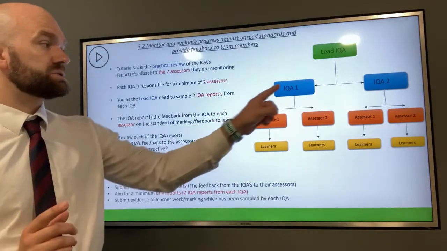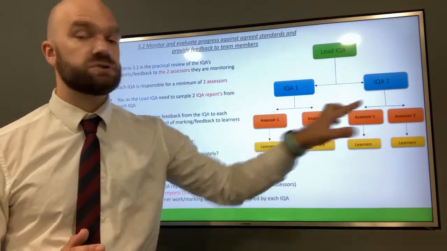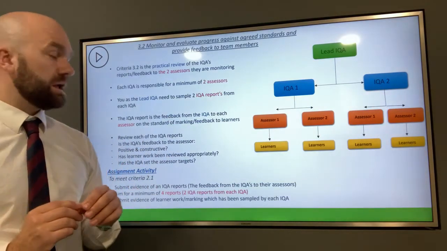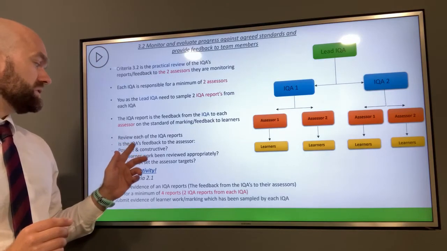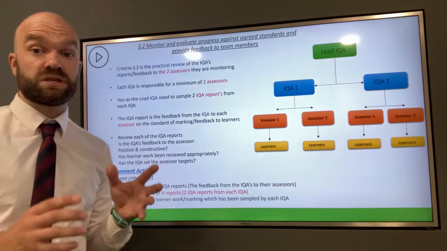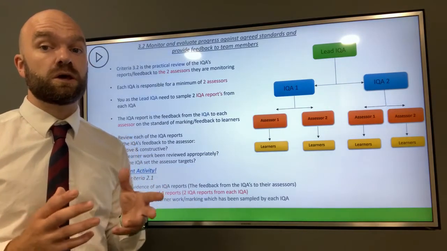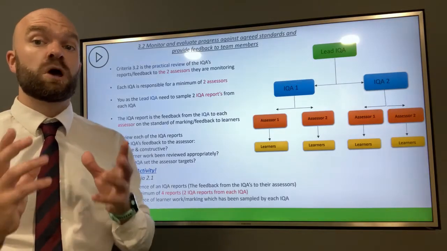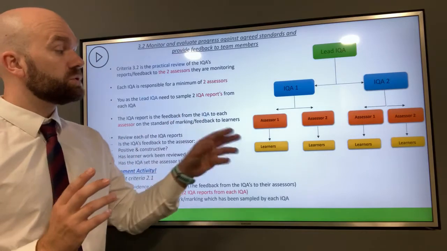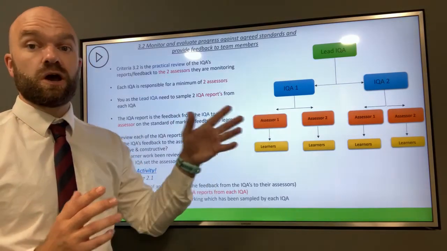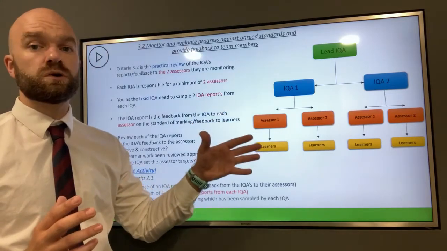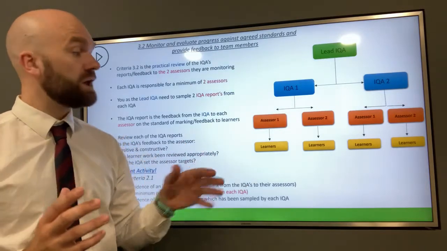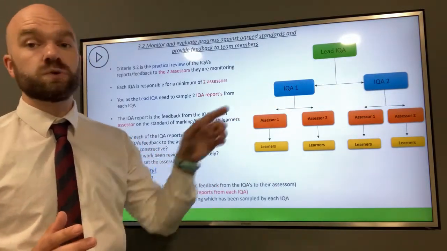Now, as we know, your two IQAs need to be monitoring a minimum of 2 assessors each. What you are looking for here is whether or not the IQA's feedback to the assessor is positive and constructive. So we're thinking about positivity here, constructive, and also has the work been assessed properly. So of course, you will also need to look at the assessor's marking and also perhaps look at the learner work as well. So as the lead IQA, you have to be confident that the correct decision has been made by the assessors and also the IQA as well.